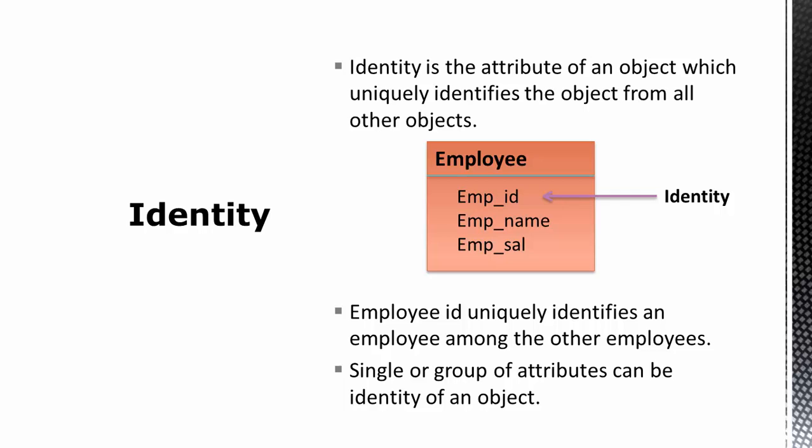If in case there is no such attribute which can act as identity, a group of attributes can be used to form an identity. For example, in certain companies, there is a possibility that they can have two employees with the same employee ID belonging to different departments. So in that case, employee ID and employee department will together form an identity.